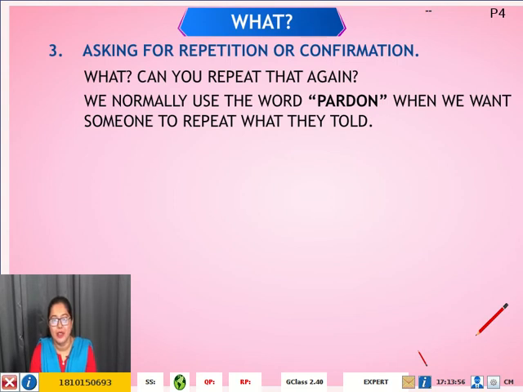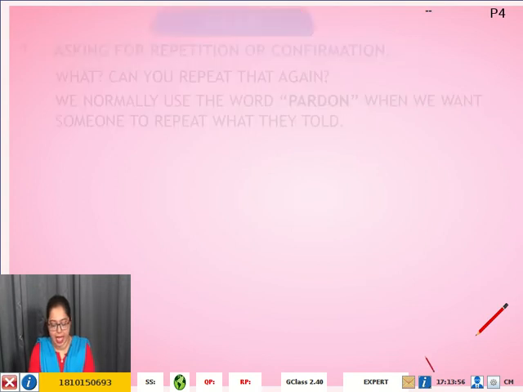Okay. So again, I would like to repeat, asking for repetition or confirmation is another usage of what. For example, what? Can you repeat that again? We normally use the word pardon when we want someone to repeat what they said.